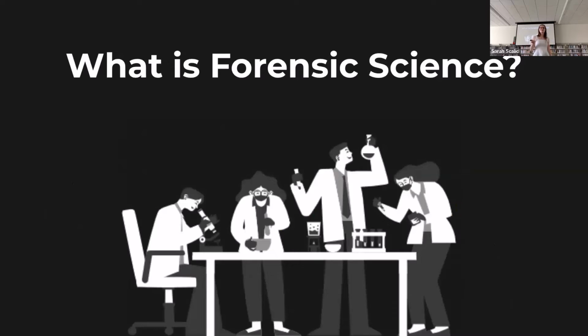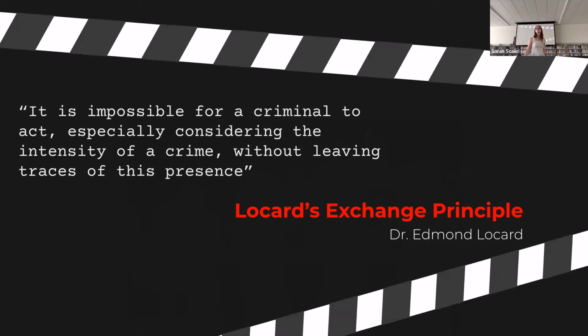So now for my actual project, what is forensic science? One of the core principles of forensic science is by Dr. Edmund Locard, who created Locard's exchange principle. He said that it's impossible for a criminal to act, especially considering the intensity of a crime, without leaving traces of their presence. In other words, he knew that if a person was at the scene of a crime, they would either leave behind something or take something with them. And that's how we would know who was there.